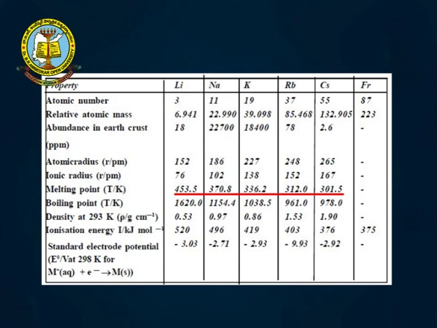And then the density. Generally the density increases from top to bottom, that is from lithium to cesium here, because lithium is a less dense element, and cesium is a more dense element in the group 1 elements here.